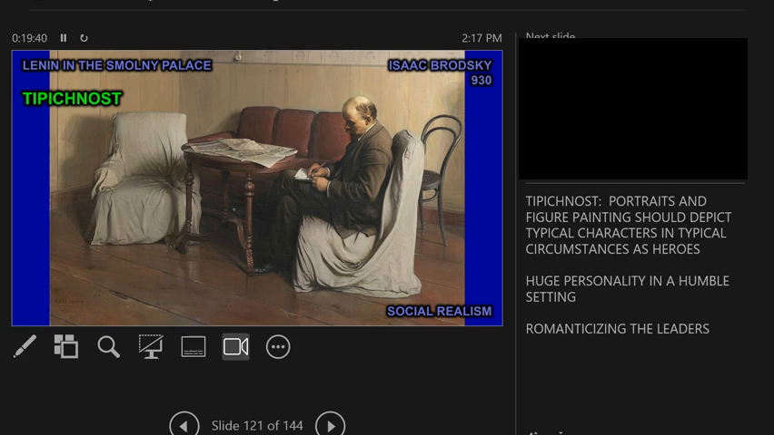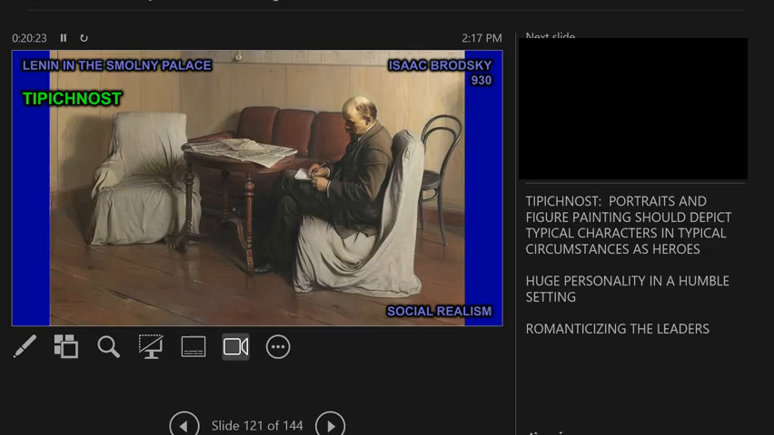And this is the rule that portraits and figure painting should depict typical characters and typical circumstances as heroes. So if you look at this painting, who is that in the picture? It's Lenin. Where is he? He's sitting on a chair, right? Is it a grand chair? Is it a throne? Look at the room that he's in. Is this expensive furniture? It's not. It's very basic. And they're showing him in a humble setting. They're showing their heroes in a humble setting.